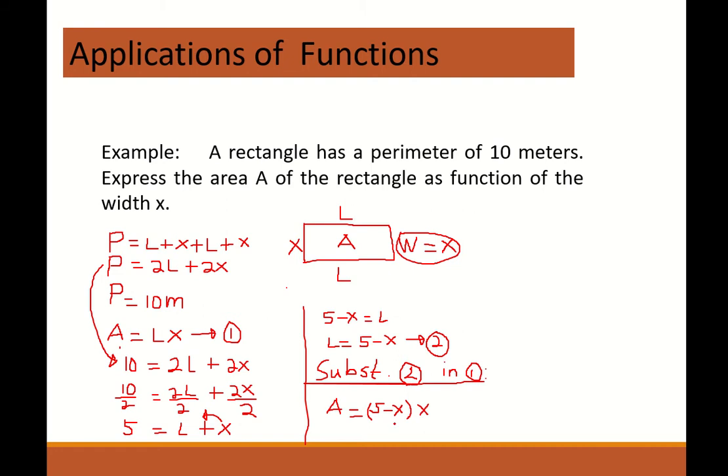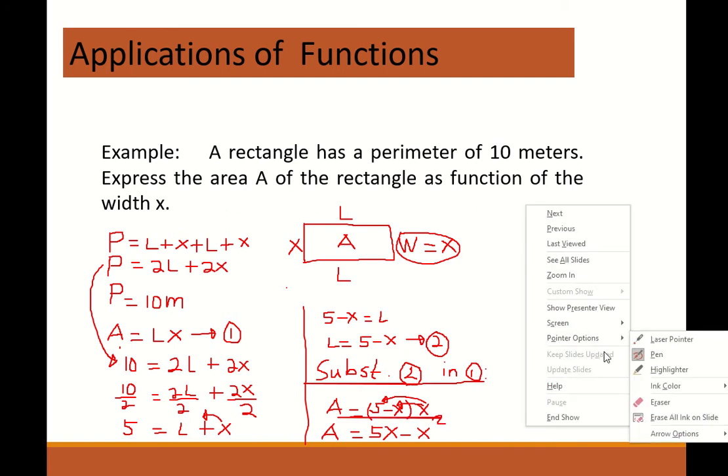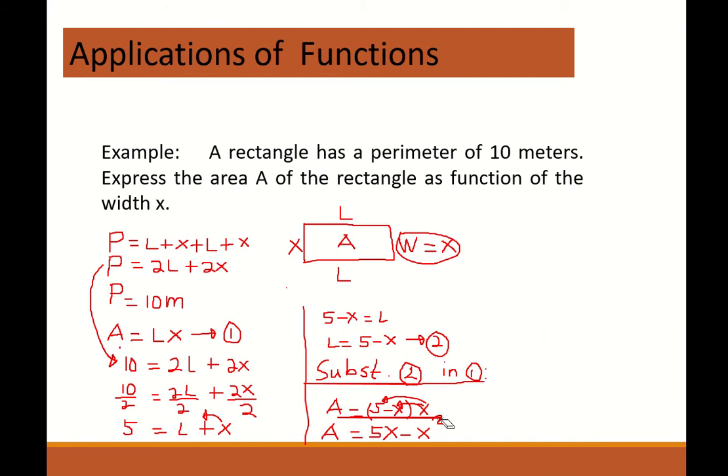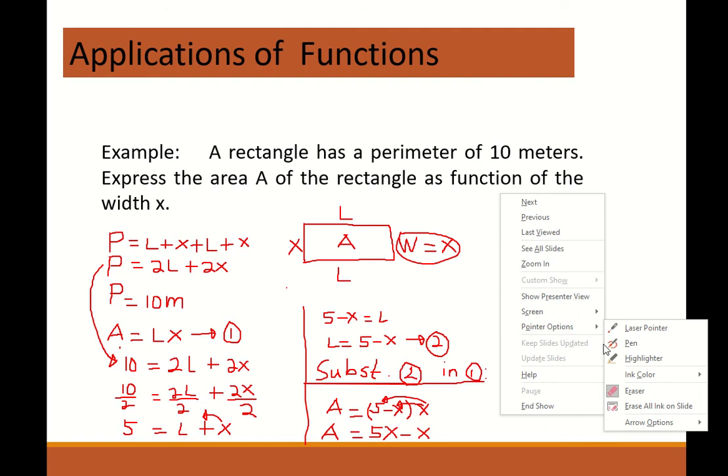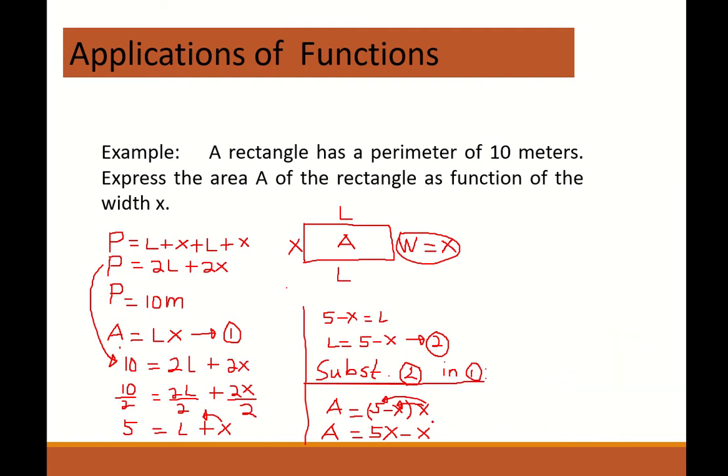So we have area A. Distribute and multiply, so distribute x: x times 5 is 5x, and then x multiplied by x is minus x squared. So this is x squared. Therefore we have area as a function of x.